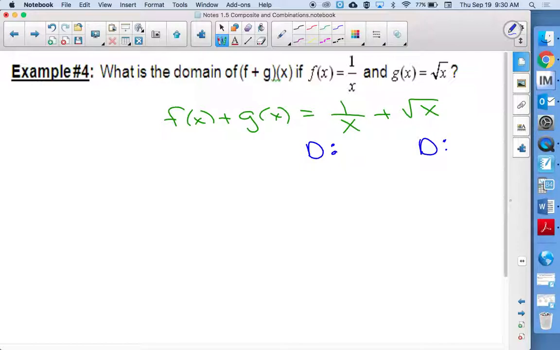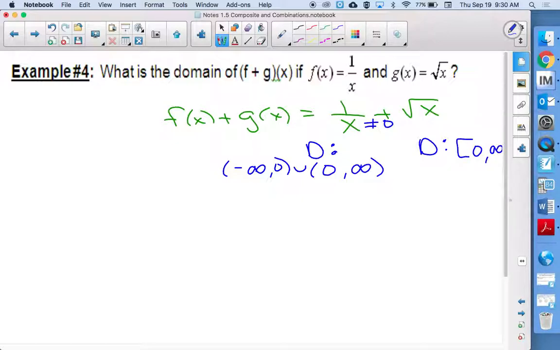So Garrett, the first one is 1 over x. So x cannot be equal to 0. So that means the domain would look like, let's see, 0 to positive infinity, and also negative infinity to 0. The other domain, Garrett, if it's a square root, the square root of x has to be greater than or equal to 0.